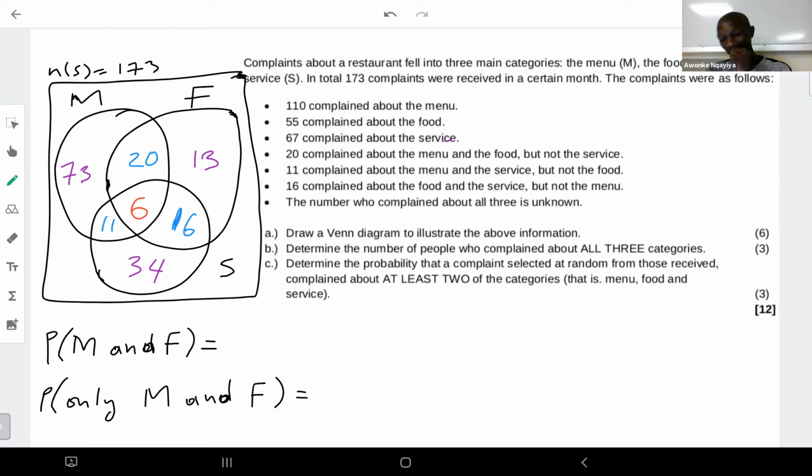So there are those two questions there. Yes, it is 20 over 173. And then the second one, we're going to say the numbers individually because you said only. Very interesting. You see, when we talk about probability of M and F, we will go to an intersection where M and F intersect. And that intersection is 20 and 6. That is where M and F intersect.